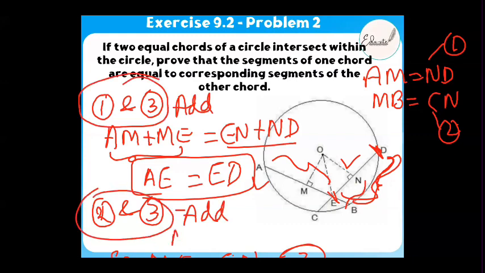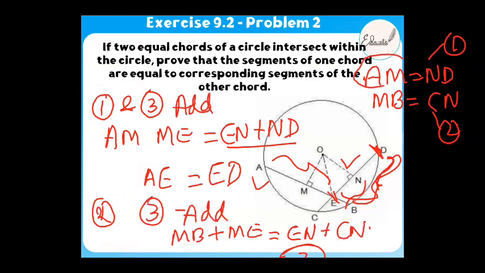Where is 2? MB plus ME. How are we going to add? Do you remember how to add? We have to add left hand side with each other and right hand side with each other. MB plus ME, and EN plus CN. Now please tell me, what is this? What is MB plus ME and EN plus CN? Okay, MB plus ME cannot work out. MB minus ME, let's subtract.